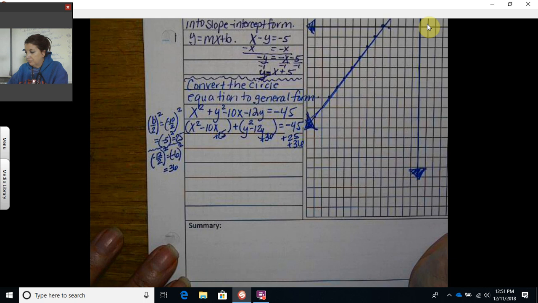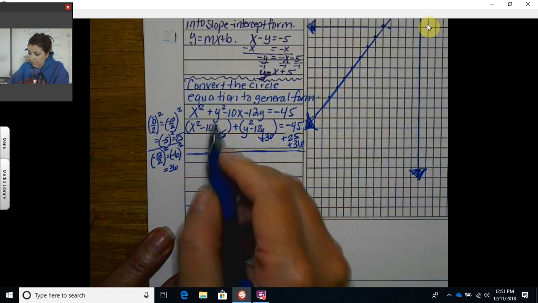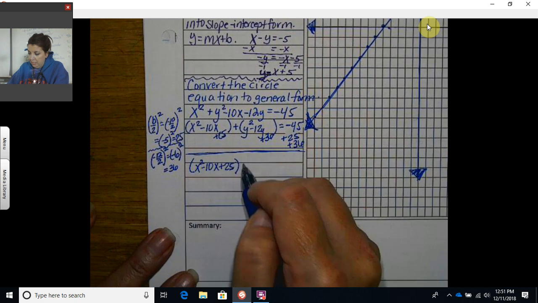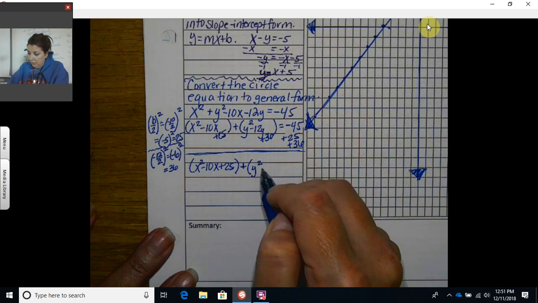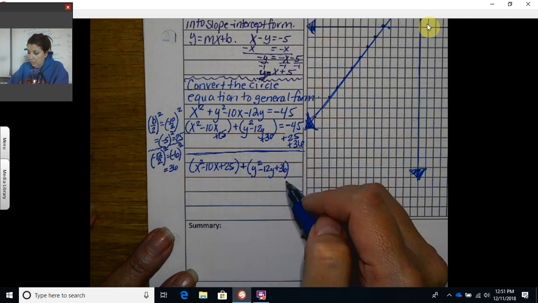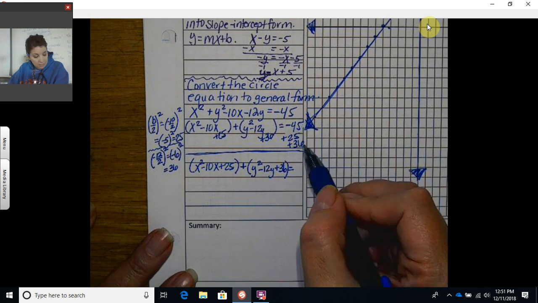Okay? So now let's see what we have. So over here I have x squared minus 10x plus 25, close parentheses. There's a plus sign in the middle. On the right side I have y squared minus 12y plus 36, close parentheses, equals, I have to do negative 45 plus 25 plus 36 is 16.